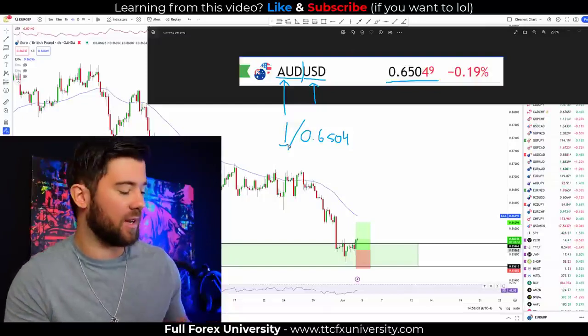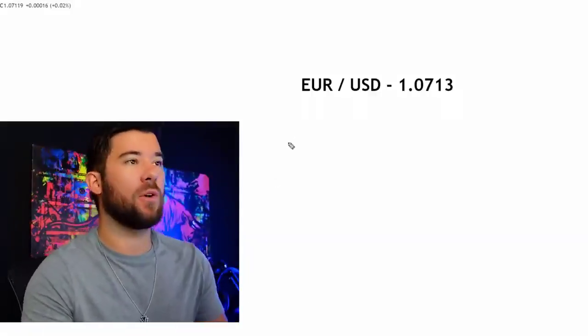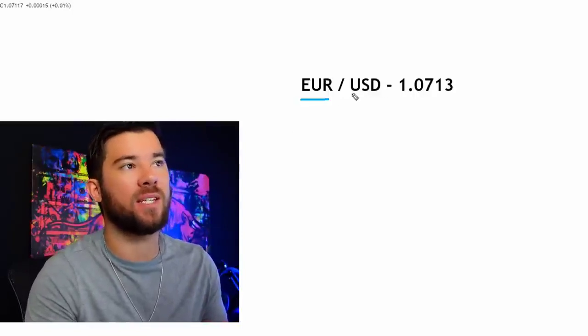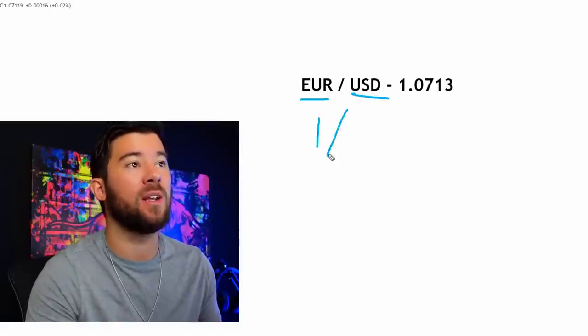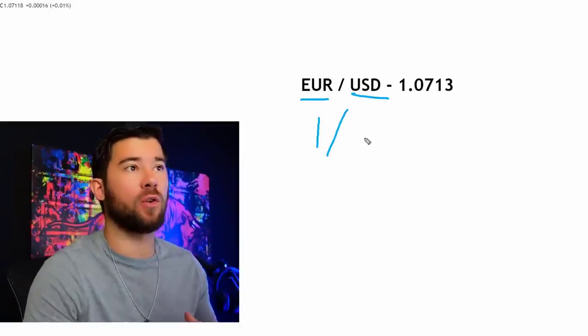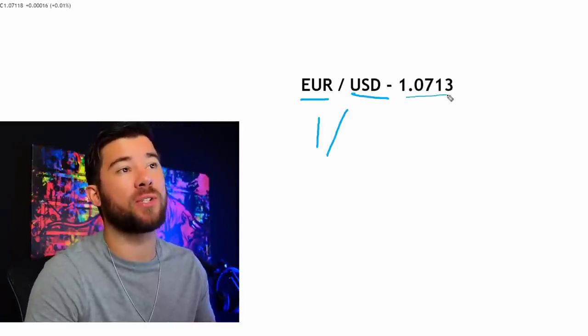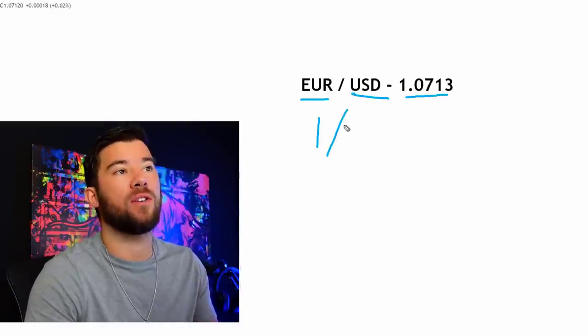Let's do this one more time with another example. On the screen, you can see that we have the euro versus the dollar. So if we have euro versus dollar, which one of these is going to be the base currency? That's going to be the euro. So that means the euro is going to be equal to 1. Then we have the dollar, which is what? It's called the quote currency. Since the dollar is the quote currency, that means it takes $1.0713 USD to equal 1 euro.